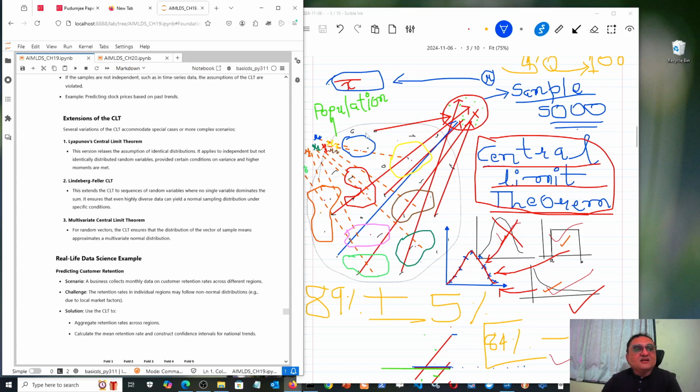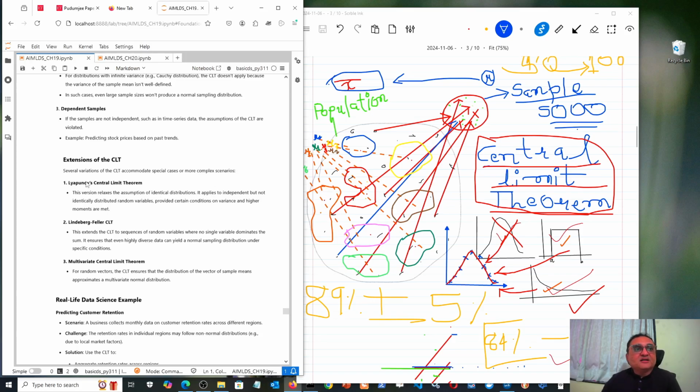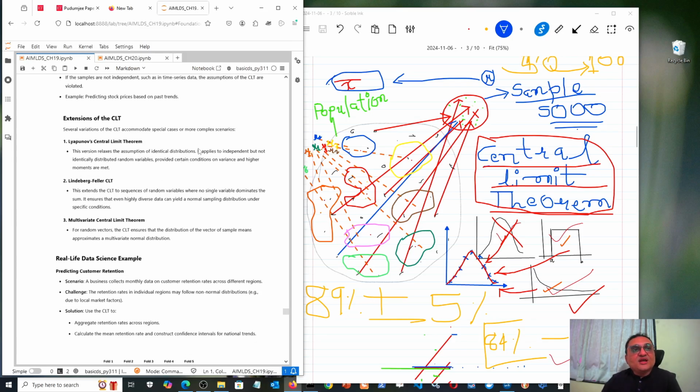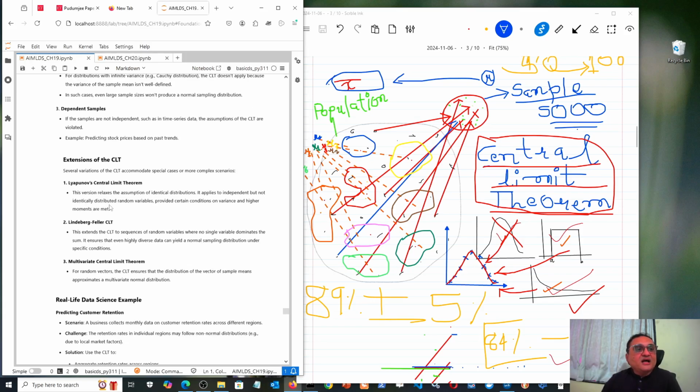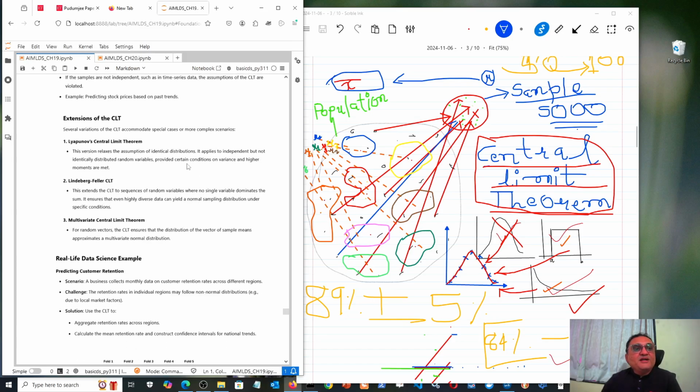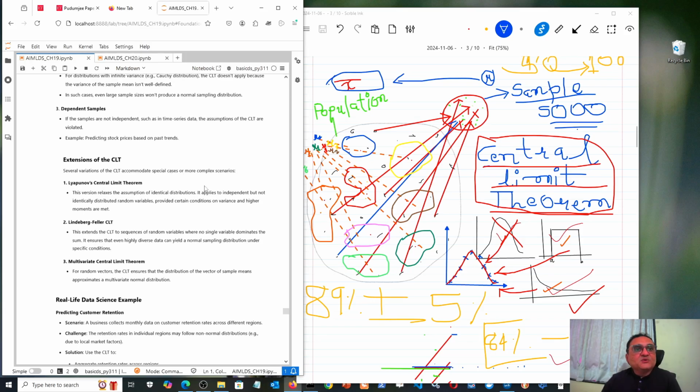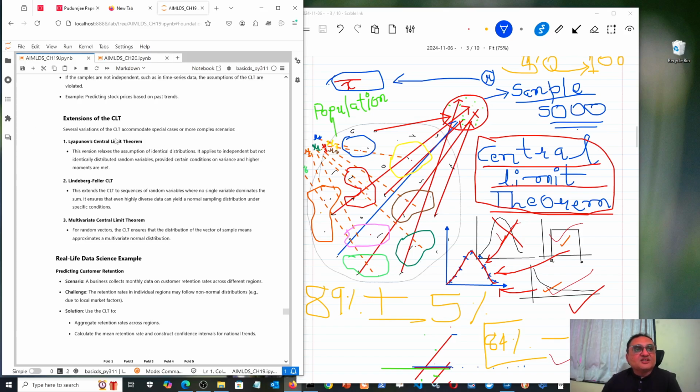So that is the meaning that the samples should be independent of each other and they should have identical distribution. But that is a condition for the central limit theorem. The extension given by Lyapunov says that even if identical distribution does not apply, it is fine. It applies to independent but not identically distributed random variables, provided certain conditions on variance and higher moments are met. So even if the samples are not identically distributed, as long as they are independent, you can use this extended version of the central limit theorem.